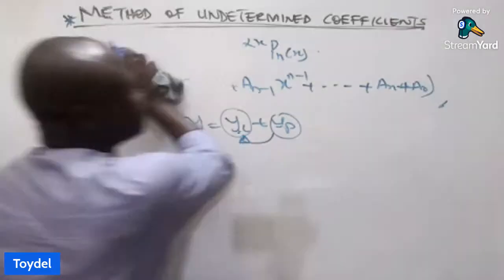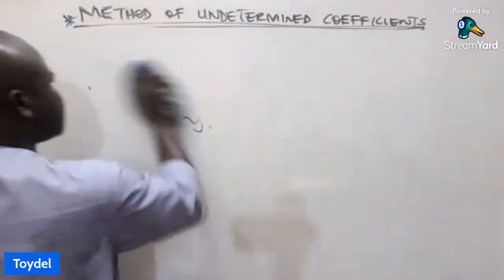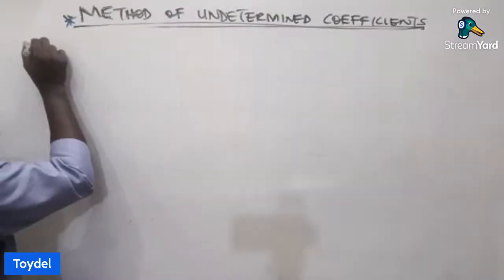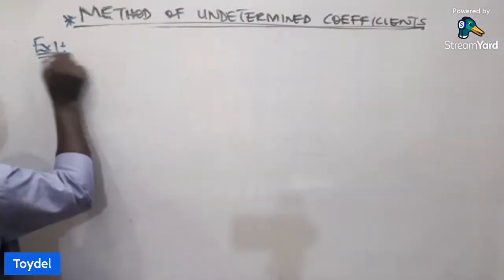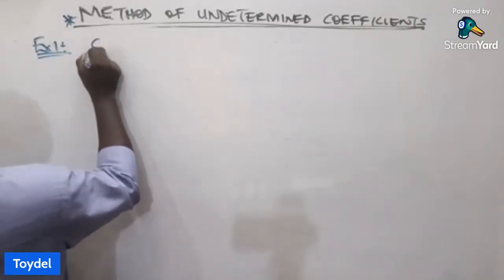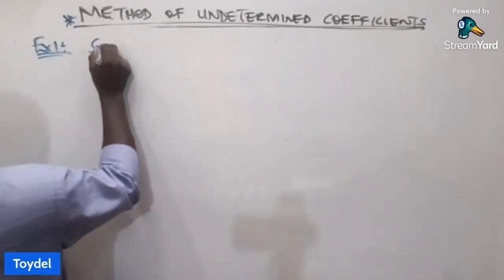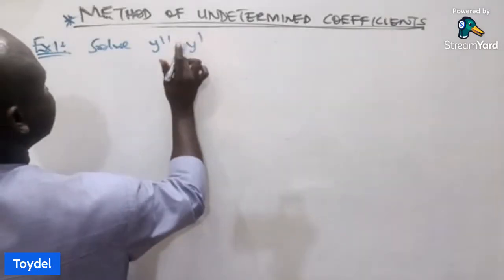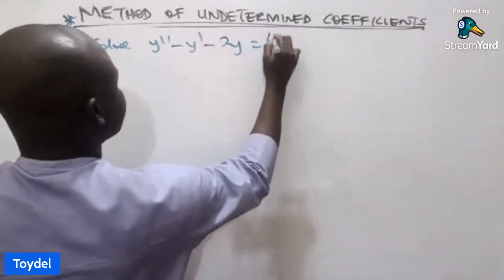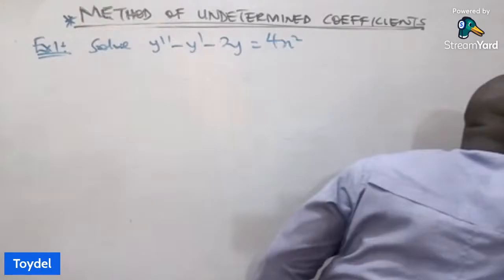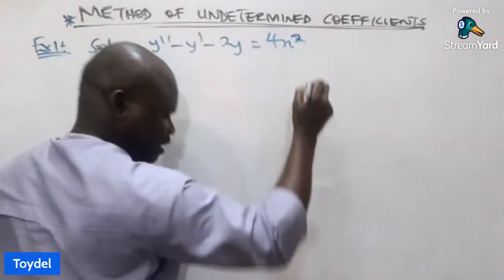So let's consider the first example. Example 1: here we are asked to solve y double prime minus y prime minus 2y equal to 4x squared. Okay, so let's look at this question.